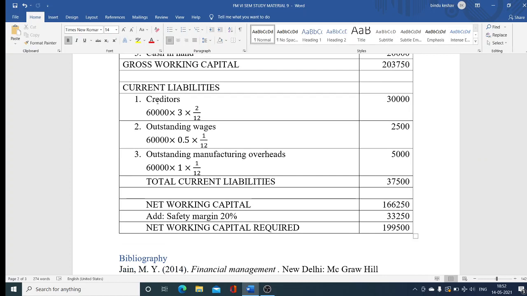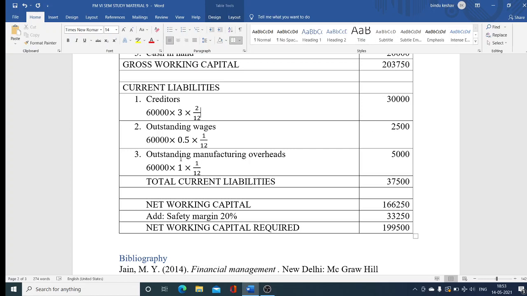So current liabilities, one is the creditors for the purchase of materials, and 2 months is being allowed. So 60,000 is the entire year's requirement in units, into 3 rupees, that is the raw material price. So creditors are for raw materials, into 2 months which is being allowed, into 2 divided by 12. So 30,000 rupees. Next is the outstanding wages, that is wages are paid in the next month. So there is a delay in payment of wages, which is a current liability. So the wages amount is 0.5, 50 paise, 60,000 into 0.5 into 1 by 12, 2,500.